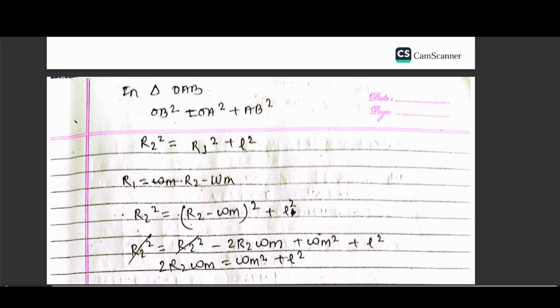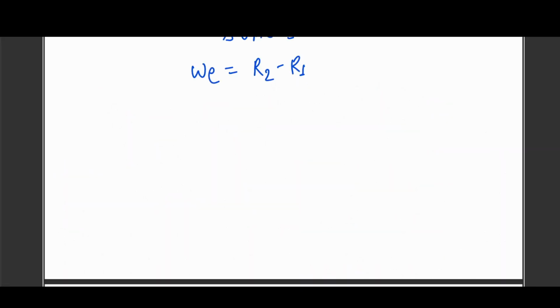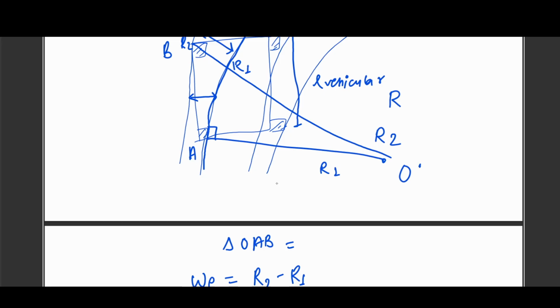So let's move forward. In this triangle OAB, we can say that OB squared equals AB squared plus OA squared. If it is in the perpendicular direction like this, then obviously the radius will be R1. Still the radius will be R2.